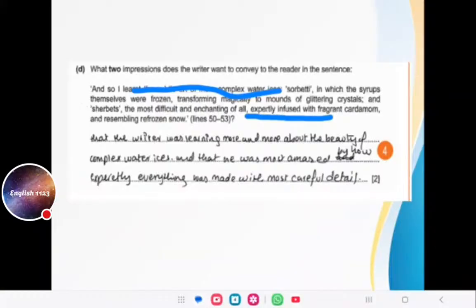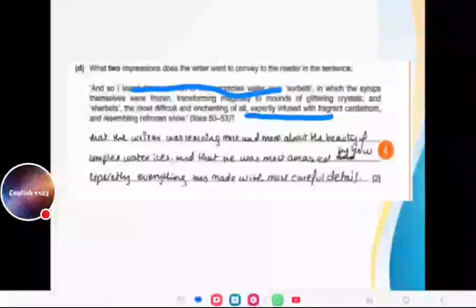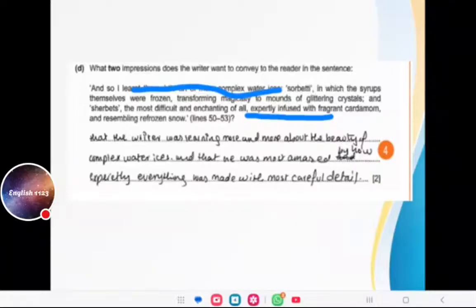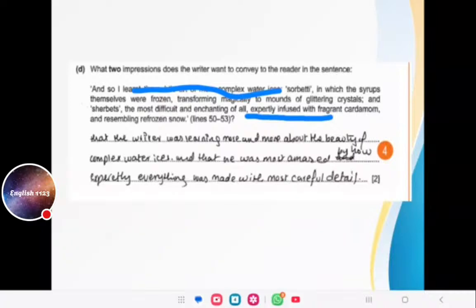So basically, I think the writer was amazed by the beautiful complex water ices, and by how expertly everything was made. Everything was made, I don't know what's written there, with most careful details. Everything was made with most careful details. So he has come up with these answers.